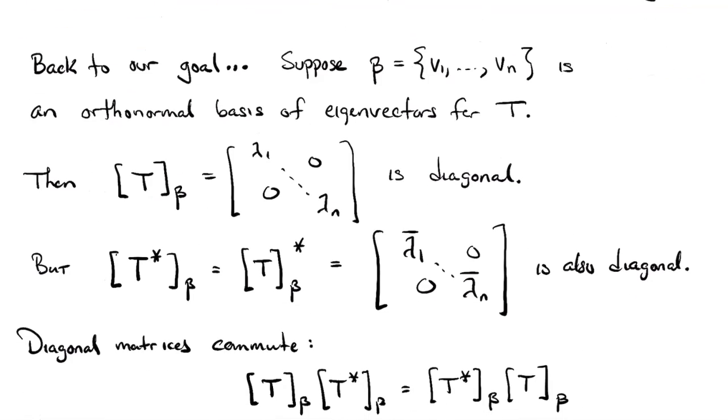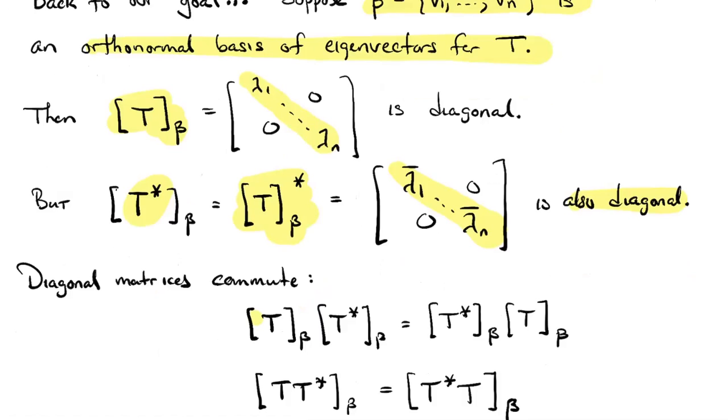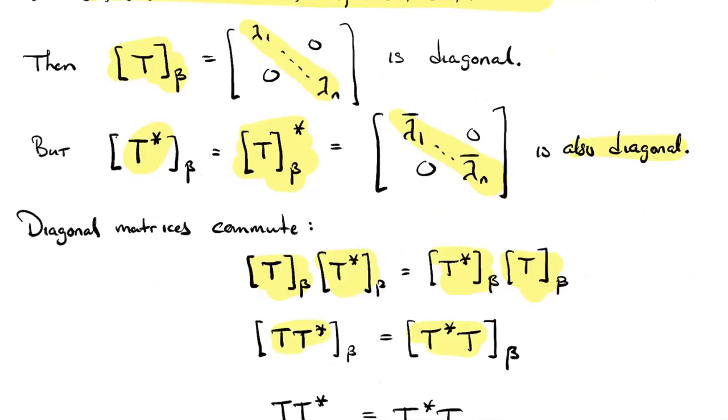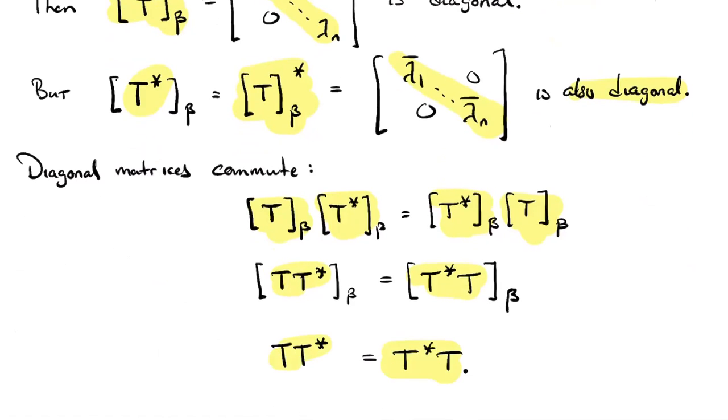Back to our goal. Suppose that we have this orthonormal basis of eigenvectors for T. Well, then in that basis, the matrix for T is diagonal. But the matrix for T star is the adjoint matrix for T, so the transpose conjugate, that's also diagonal. The transpose conjugate of a diagonal matrix is diagonal. Diagonal matrices commute. When you multiply two diagonal matrices, it doesn't matter what order you multiply them in. And the matrix of operators in bases we've proved is the matrix of the compositions. And if those two matrices are equal, then the operators are equal.